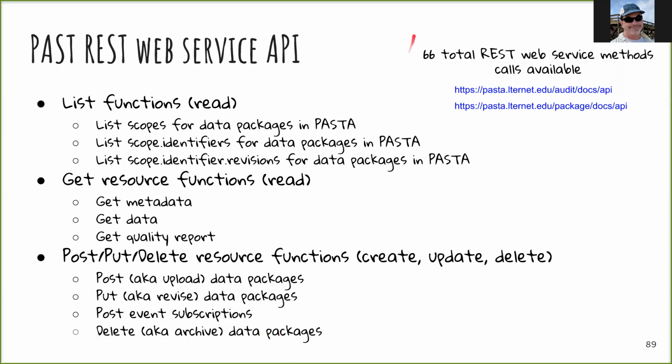Right now, and this is actually going to be changing over the next week or two, there are 66 total REST web service methods, at least in the development server, or development tier, I should say. If you want to look at all the functions that we provide, here are the two URLs that you would use to access them, and these are kind of like legacy documentation. We have a little different documentation going forward, and I'll mention that at the very end.